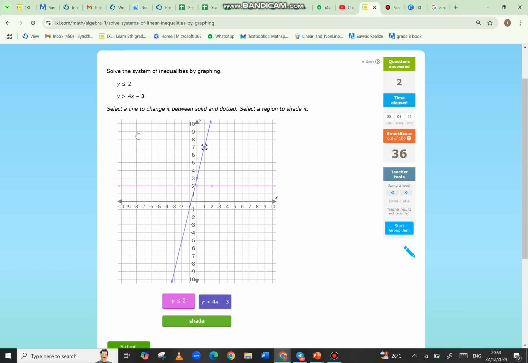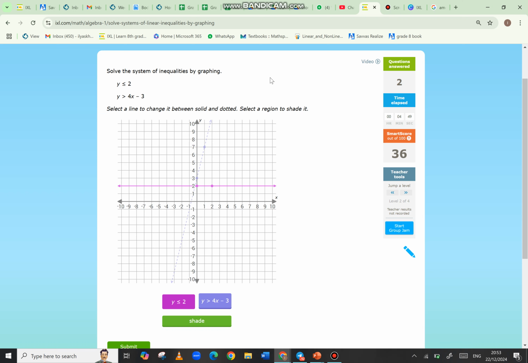Now, which one is straight? Which one is dotted? The dotted line is the purple one, 4x minus 3. So we make it dotted by clicking on the line. And the straight one is the dark purple. Well, yes, so we have the dark purple and the light purple. Y is less than or equal to 2. Now it's slightly more complex, more difficult.